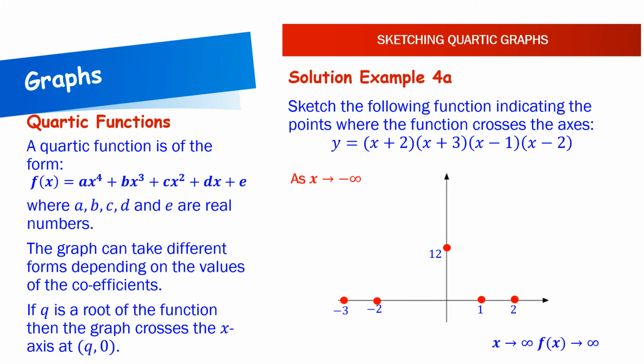As x tends to minus infinity, the different parts tend to minus infinity. Now, as we're multiplying four negative numbers by each other, we have that f of x tends to infinity. So as x tends to minus infinity, f of x tends to infinity. And the graph will be shaped like this.